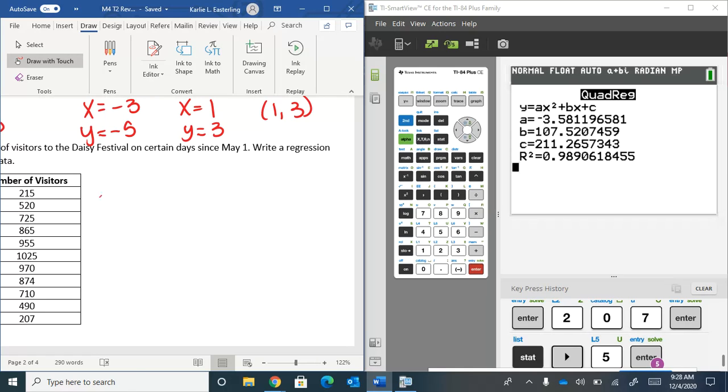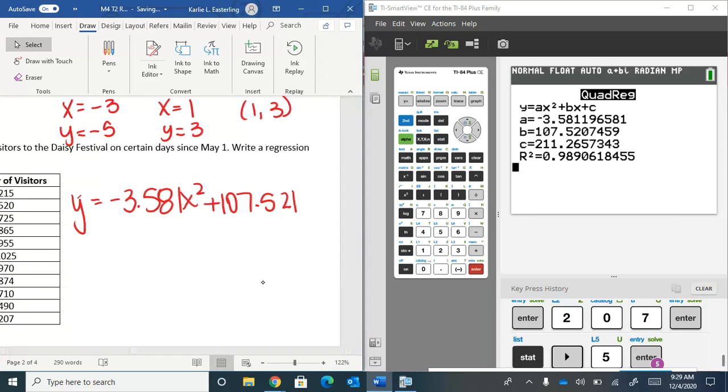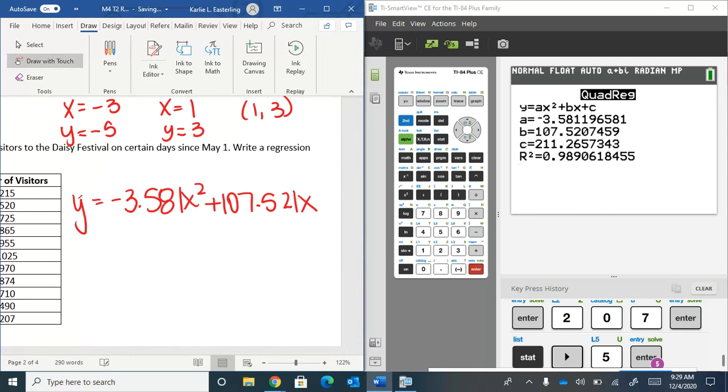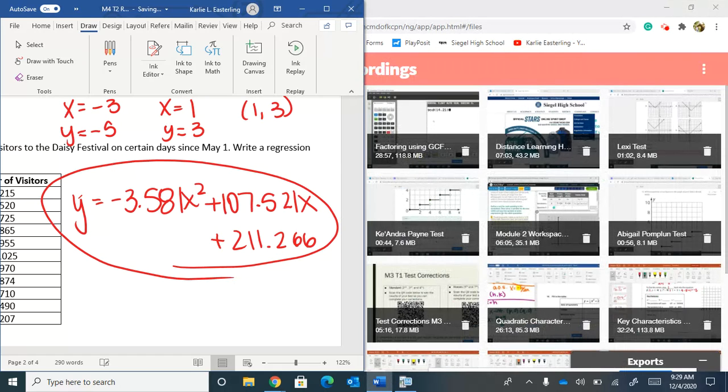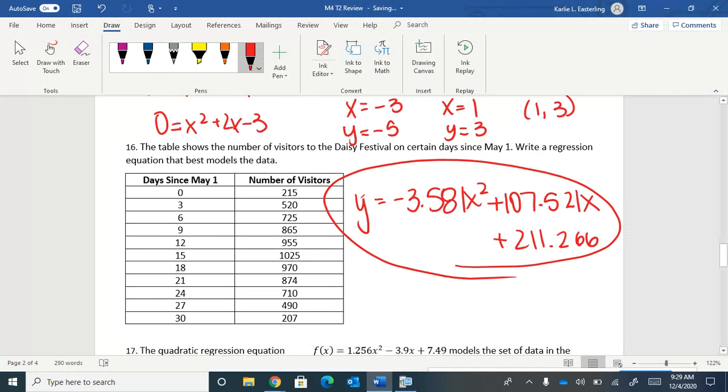So then we know we're looking at y equals negative 3.581 x squared plus 107.521, we'll call it 1, x plus 211.200, and we'll call it 66. And so that would be your quadratic regression equation for that set of data.